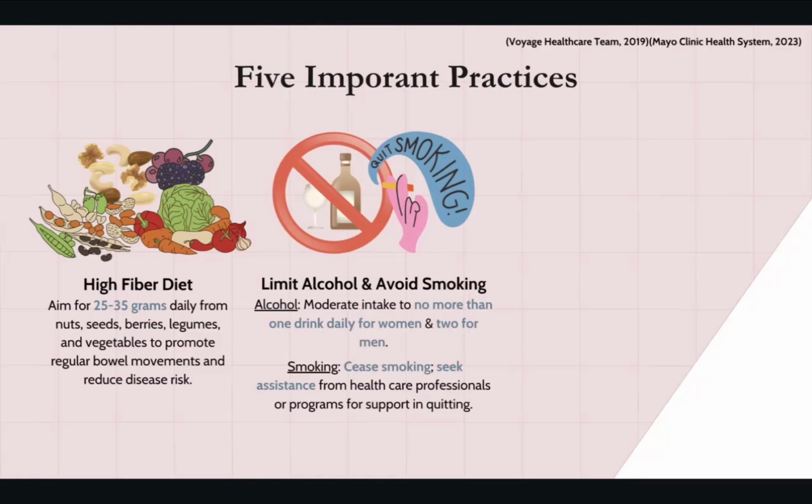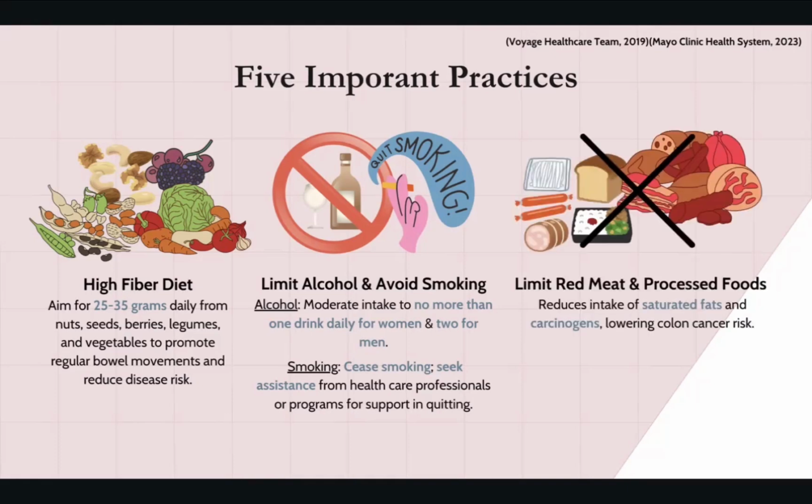Next, moderation is key with alcohol: limit intake to 1 drink per day for women and 2 drinks per day for men. And if you smoke, it's crucial to just quit. Support is available from healthcare professionals to help you stop. Thirdly, you should also try to limit red meat and processed foods, as they can increase your risk of colon cancer due to saturated fats and carcinogens.